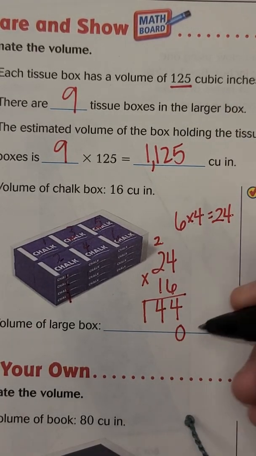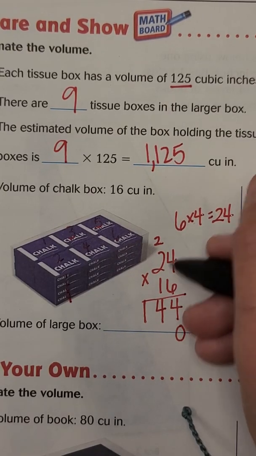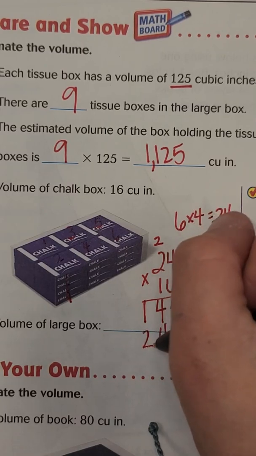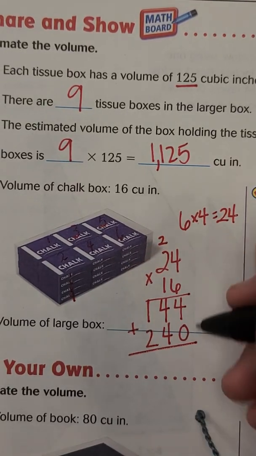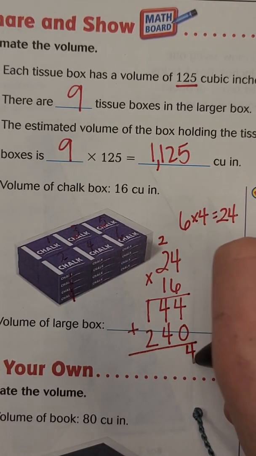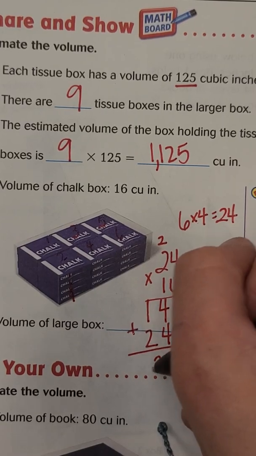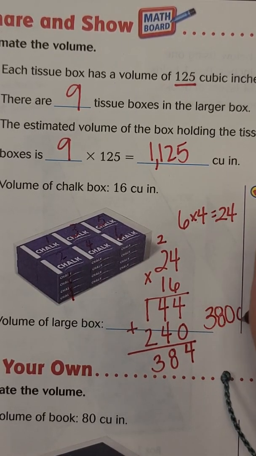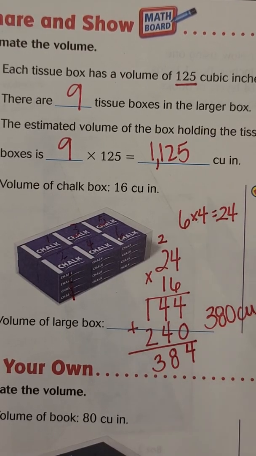Then I go to my tens place. 4 times 1 is 4. 1 times 2 is 2. Add my 2 numbers up. I have 4, 8, 3. So it should be 384 cubic inches.